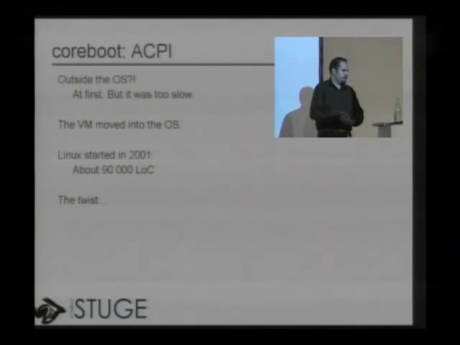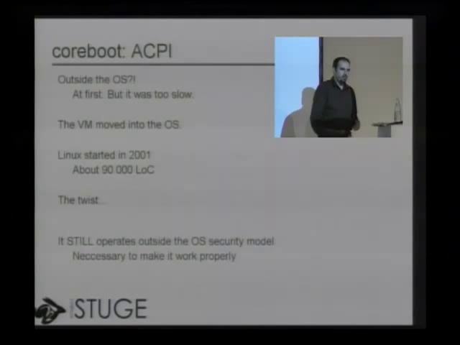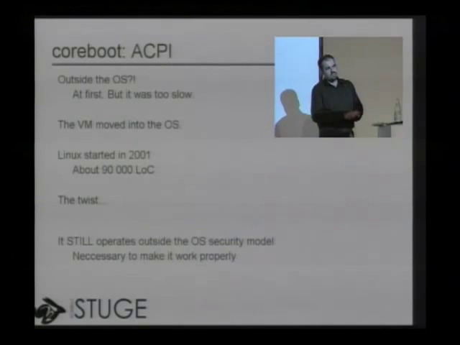So the only solution they came up with was moving the virtual machine into the operating system, and Linux started doing this circa 2001. I've seen the figure 90,000 lines of code to implement this virtual machine, and the fun part is that it still operates completely outside the operating system's security model, because that's the way it was designed to run, and that's the only way it will run.